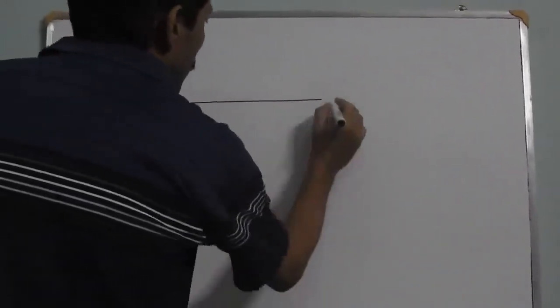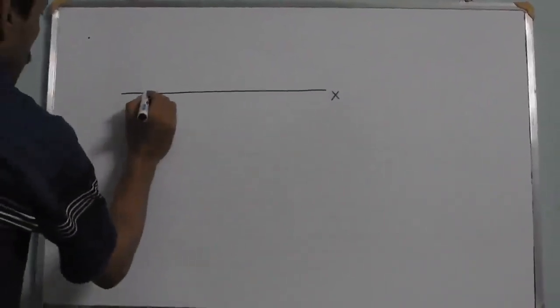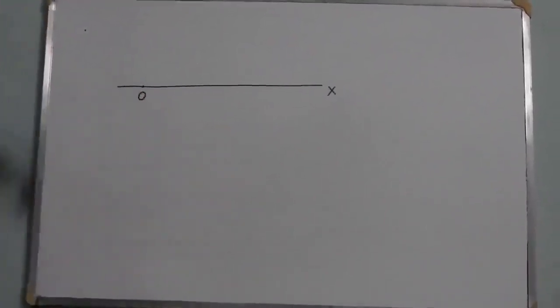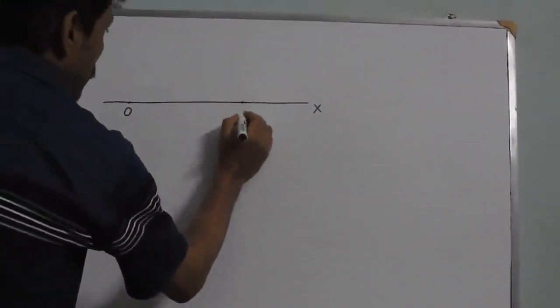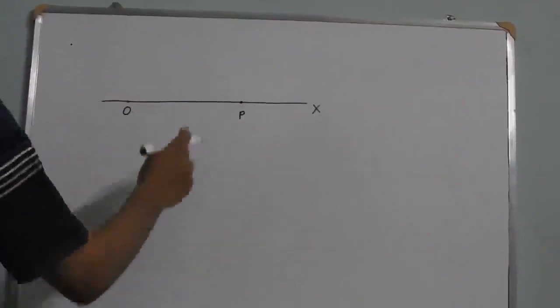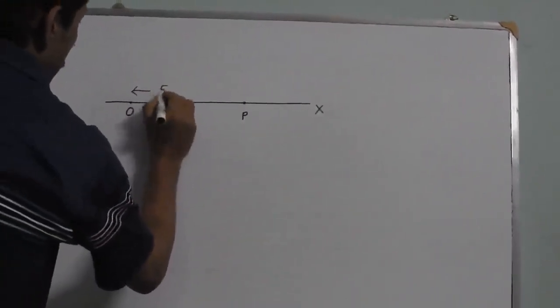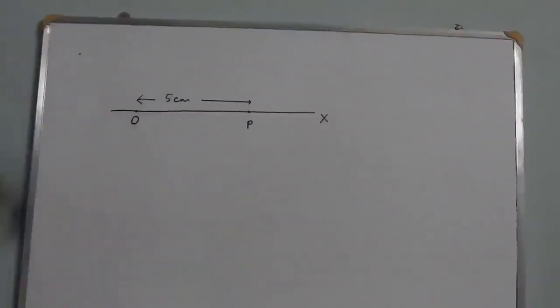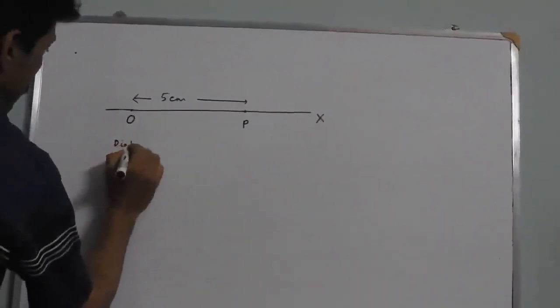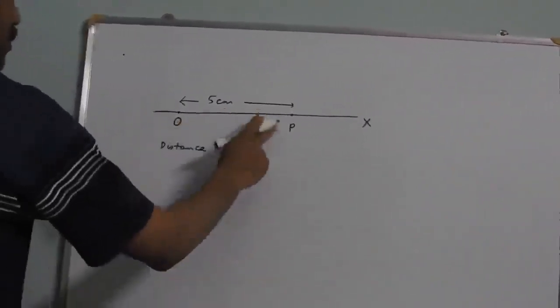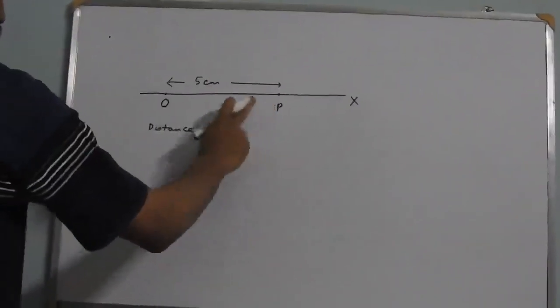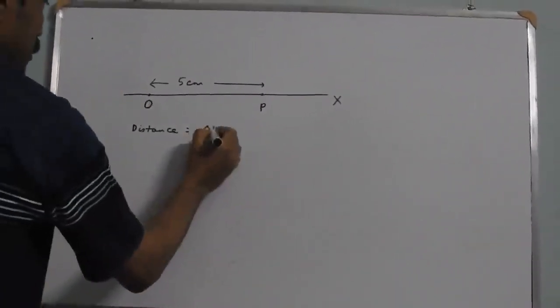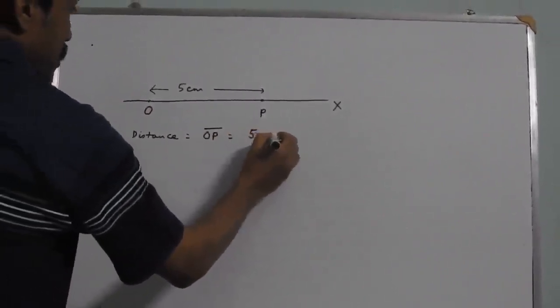First, a basic example. Suppose a body is moving along a straight line path, say for example, along the x-axis. Suppose the body was initially at the point O, and after some time it has reached the point P. And in this process, the straight line distance from O to P is say 5 cm. In this case, the distance travelled is obviously the length of the line segment OP, which is obviously 5 cm.